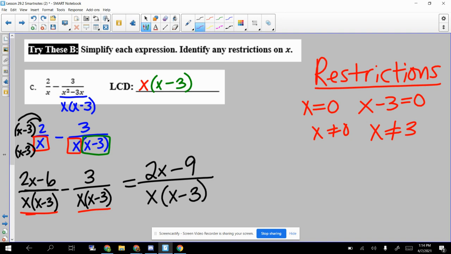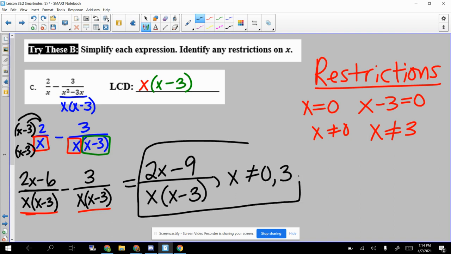So that becomes part of my answer. x cannot equal 0 or 3. And this would be your final answer. So (2x minus 9) over x times (x minus 3), where x cannot equal 0 or 3.